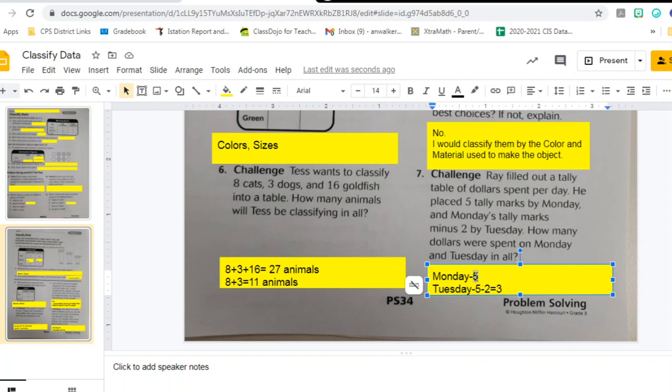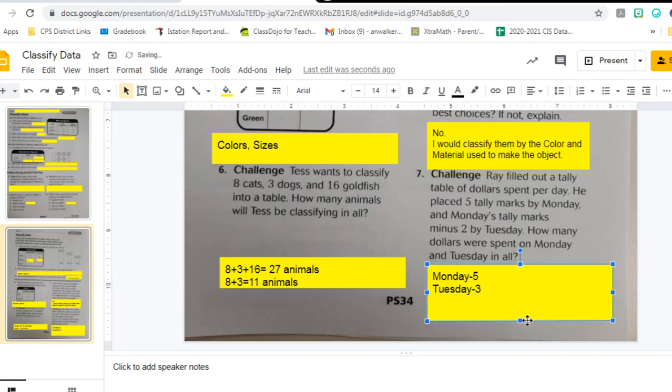How many dollars were spent on Monday and Tuesday in all? We're just going to add those up now. 5 plus 3 equals, let me get rid of this so you can see that better. Tuesday is 3, so 5 plus 3 is 8. Let's give it a good label. 5 plus 3 is 8, and we're talking about money here. So we have $8. $8 were spent on Monday and Tuesday in all.